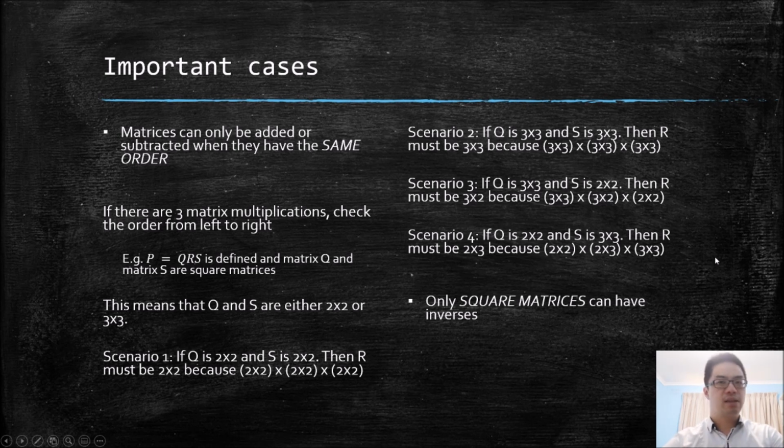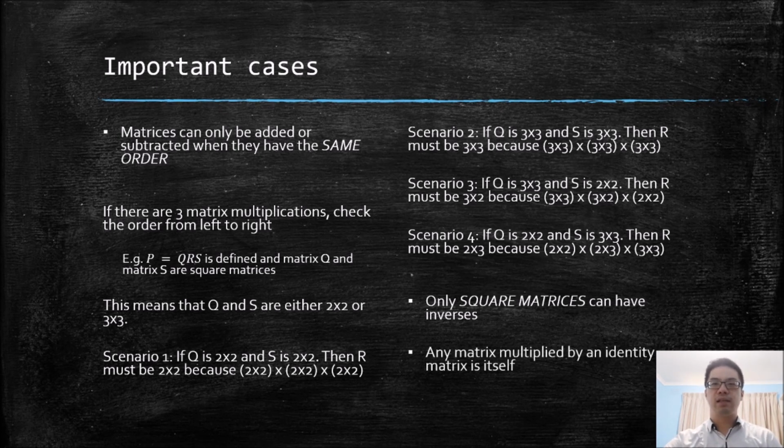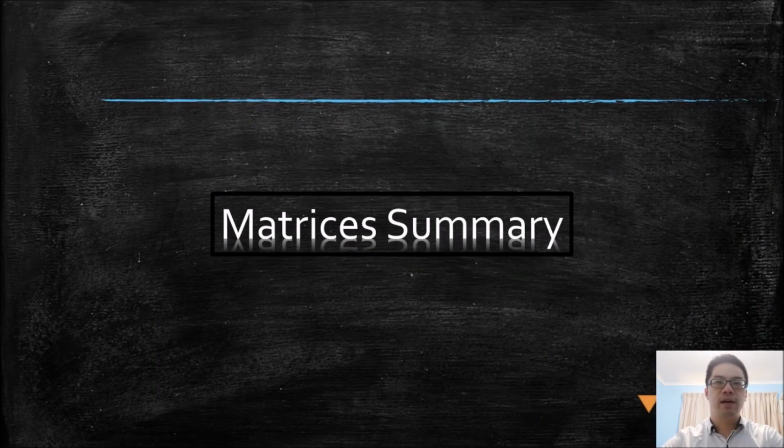Just some other things. Square matrices are the only ones that can have inverses. And any matrix multiplied by an identity matrix is itself. And just a summary of what we've done. What is a matrix? Using matrices to represent information. Matrix arithmetic. Binary permutation, communication and dominance matrices. Inverse matrices. Solving simultaneous equations. Transition and steady state matrices.